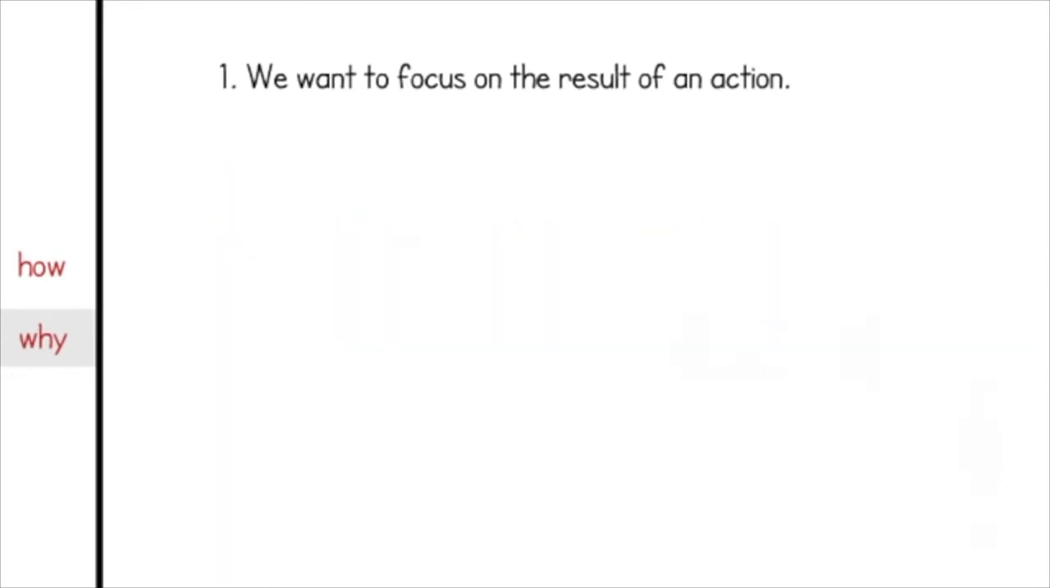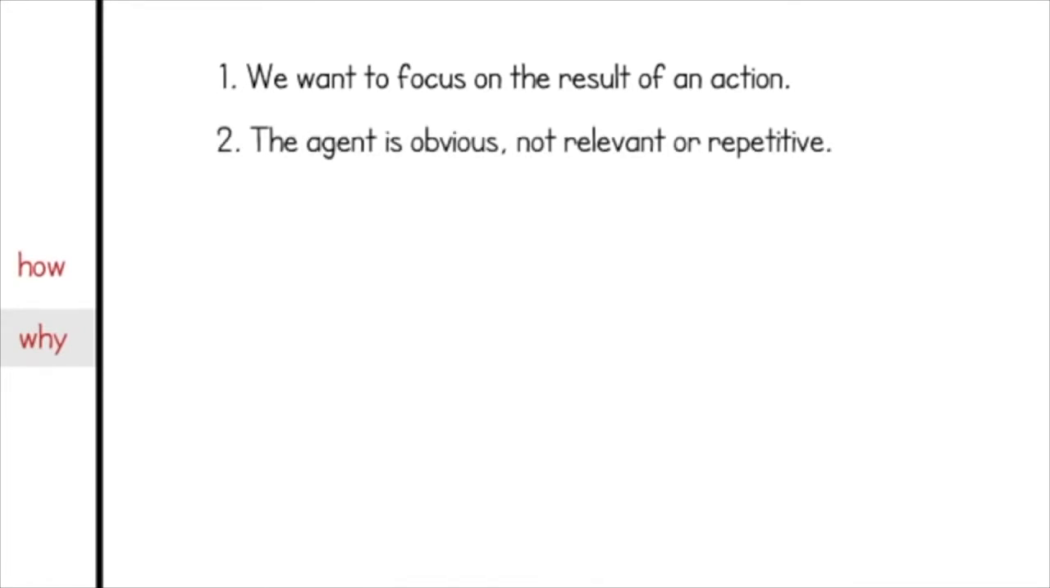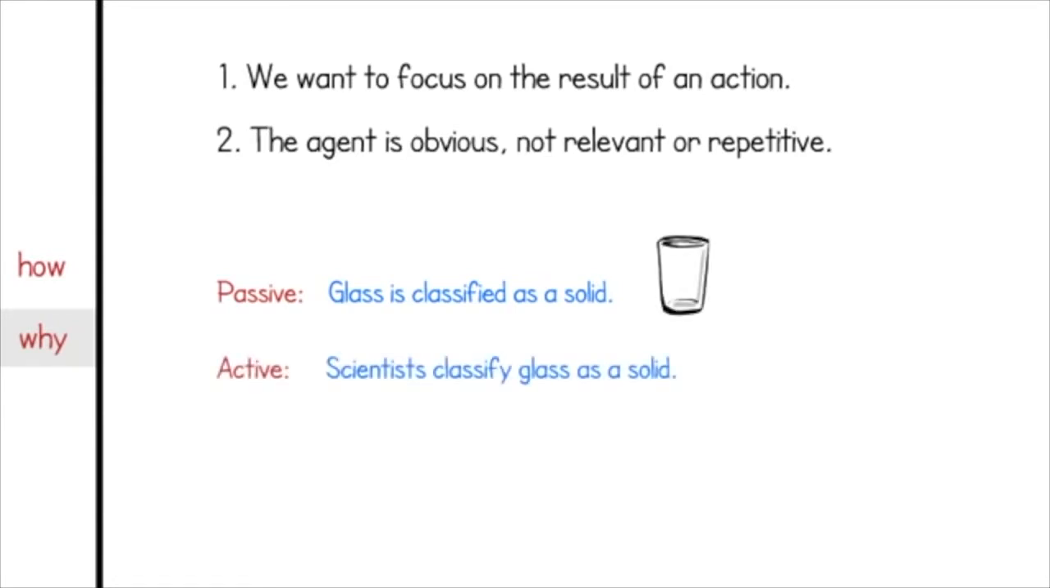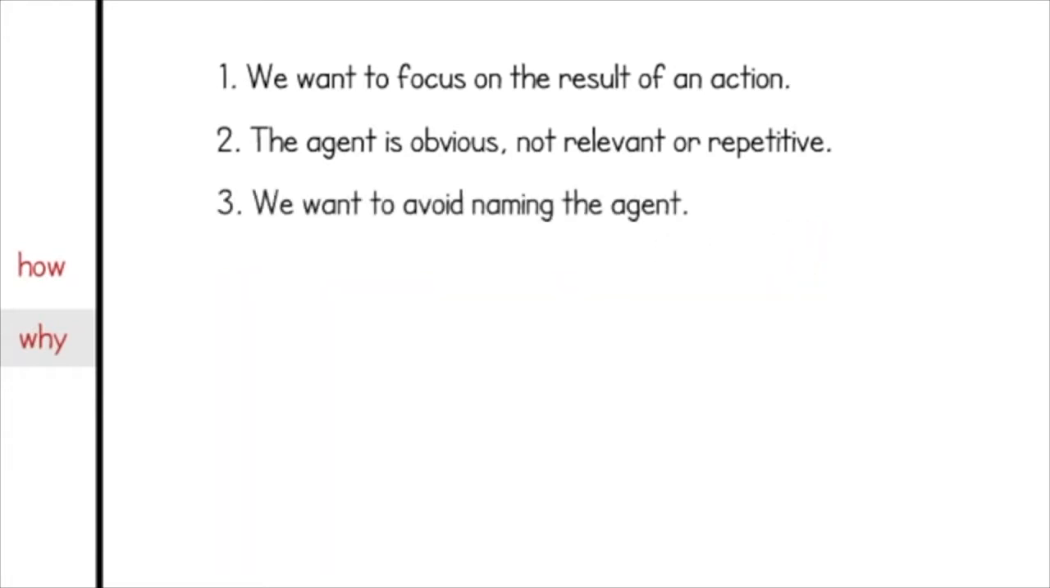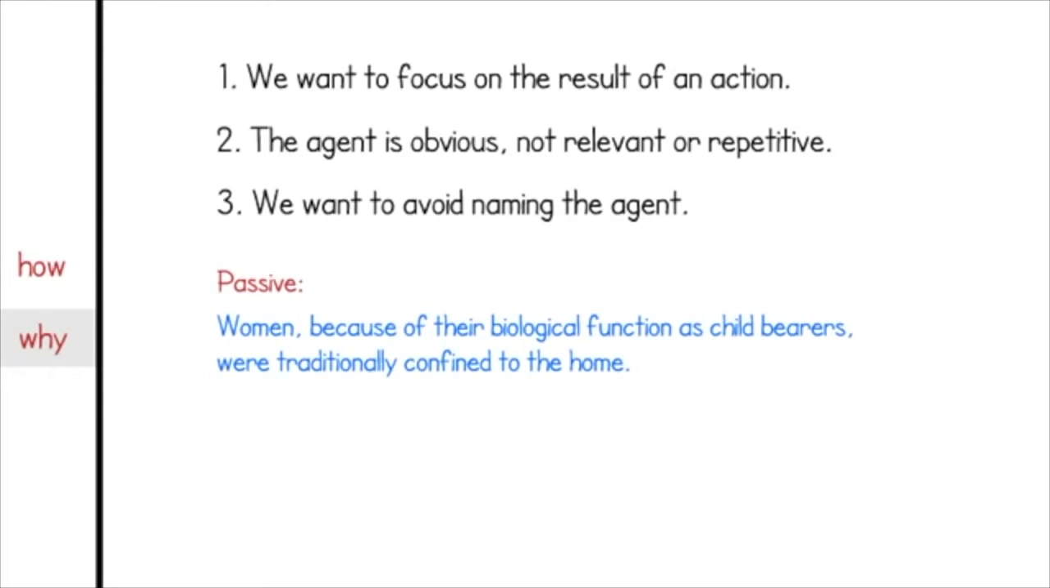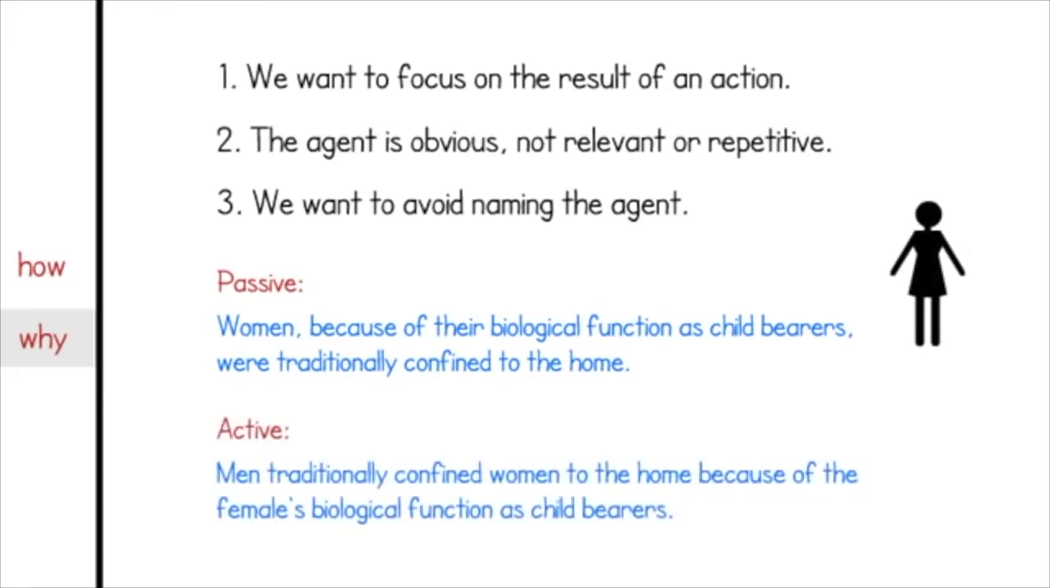We would also use the passive voice if the agent of the sentence is obvious or not relevant or repetitive within the text. For example, we would say, glass is classified as a solid, rather than scientists classify glass as a solid. Lastly, the passive voice is preferred if we want to avoid naming the agent of the action. For example, we would say, women, because of their biological function as childbearers, were traditionally confined to the home, rather than men traditionally confined women to the home because of the female's biological function as childbearers.